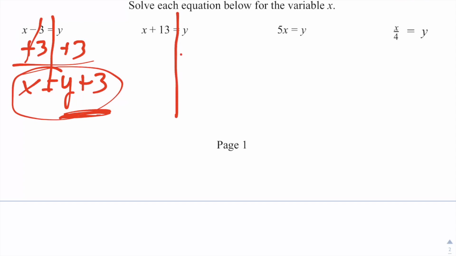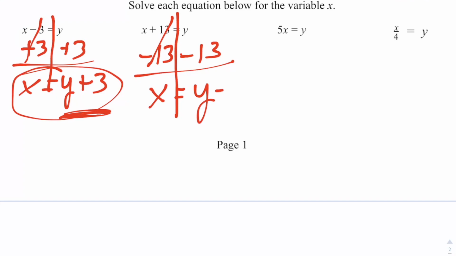Again, I like to draw my line for my balancing point. To get x by itself on this side, I want to subtract 13. If I subtract 13 on that side, I have to subtract 13 on this side. So 13 minus 13 gives me 0, so that goes away. That leaves me just x. And then I get y minus 13 left on this side. So that's my solution for that.